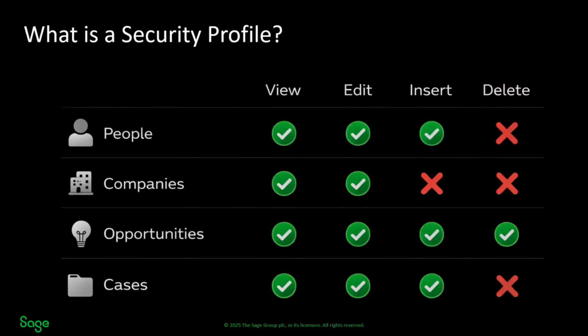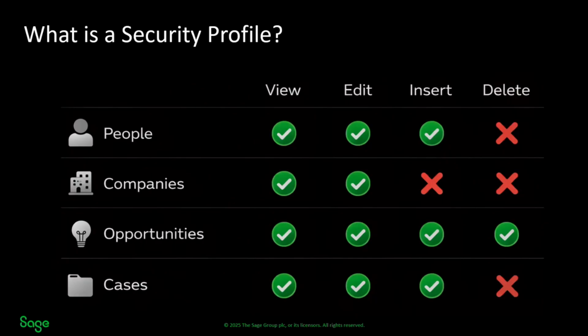Now, profiles apply to a user. So every user belongs to a security profile, and profiles express permissions over every main entity within the system. That would be people, companies, opportunities, communications, the library, and cases. And every user then ends up with a matrix of what they can do with each entity.